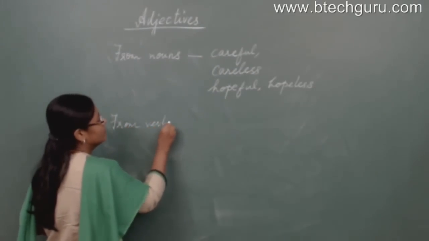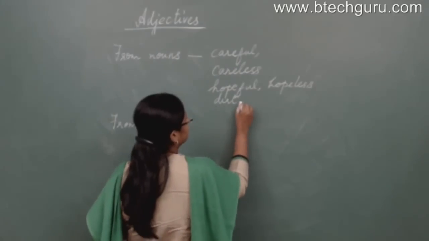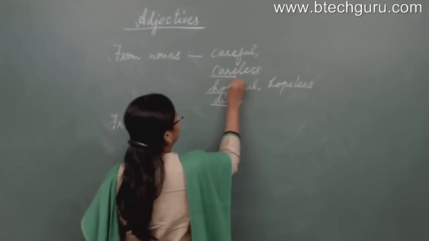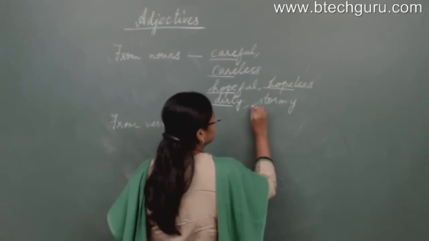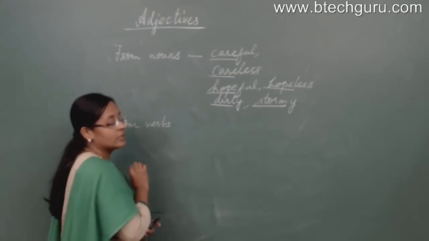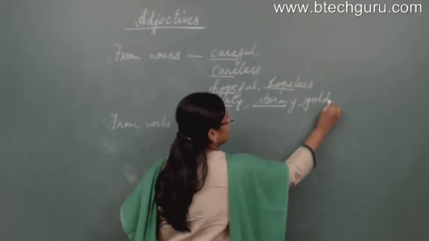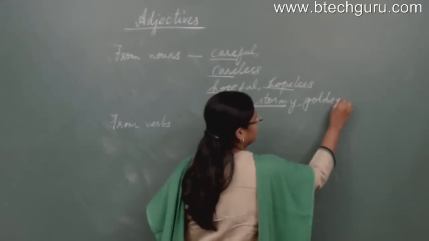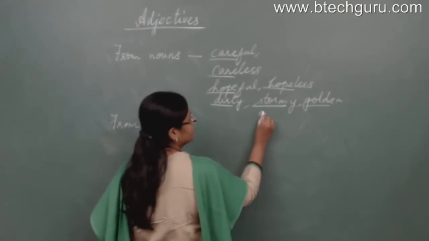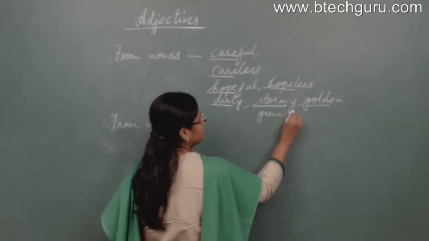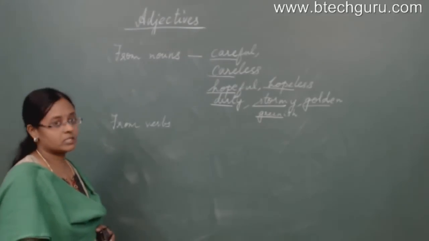Here we have dirt, dirty. This is the noun. Stormy. The other day we discussed this. Storm is the noun. We add y, it becomes stormy. Or even color or metals. See, gold is a noun. You add en, then it becomes an adjective, golden. Sometimes you add ish, then it becomes an adjective, greenish, reddish, whitish.